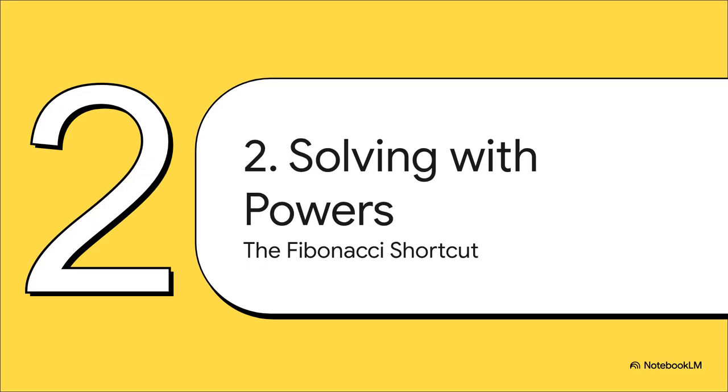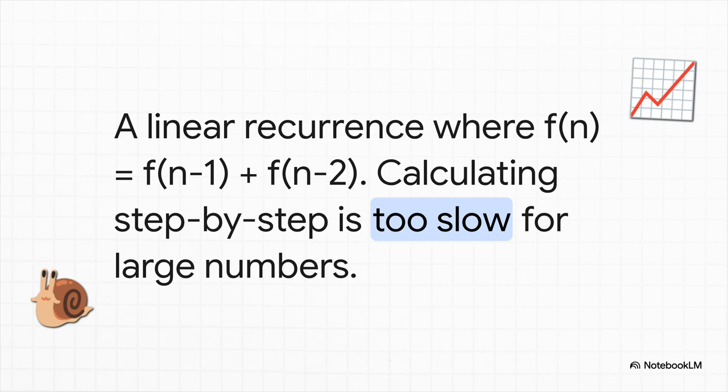Okay, so we've learned the controls. Now let's actually use them to solve that Fibonacci problem from the beginning. This is where all that theory turns into an incredibly powerful problem-solving machine. So just to recap the problem, the Fibonacci sequence is a linear recurrence. Each new number is just the sum of the two before it. The normal way to do this, calculating them one by one, is what we'd call O of n in terms of time complexity, which is just way too slow when n gets really big.